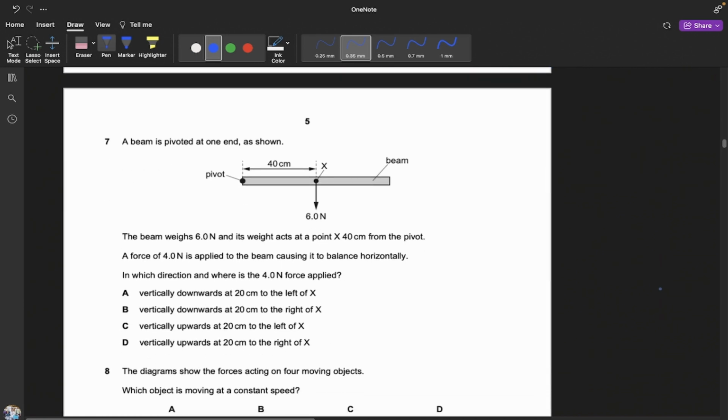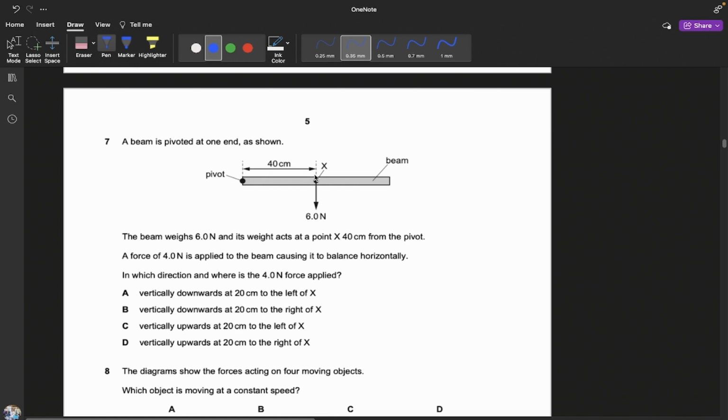Seventh one. This is a little bit off-topic, but I see it's a very easy question, yet I saw a lot of people making mistakes in this type of question. A beam is pivoted at one end as shown. The beam weighs 6 newtons and its weight acts on a point x centimeters from the pivot. It's acting at 40 centimeters. A force of 4 newtons is applied to the beam, causing it to balance horizontally. In which direction and where is the 4 newton force applied?